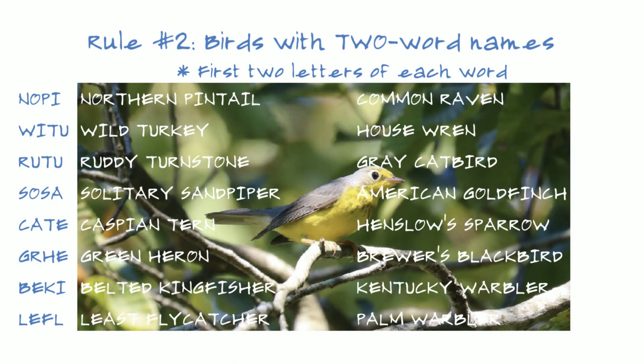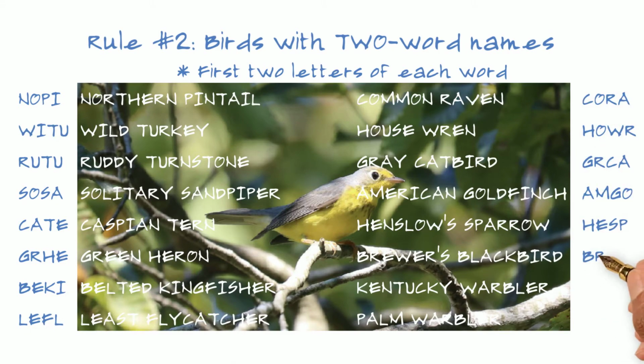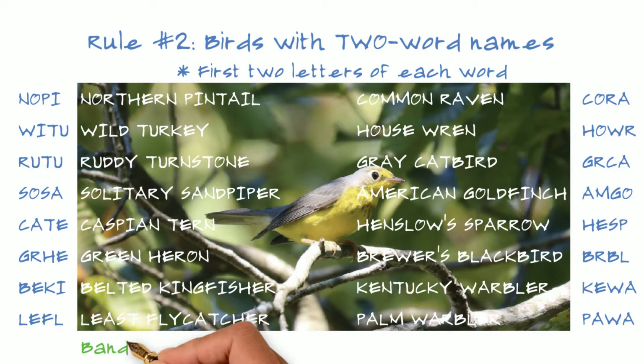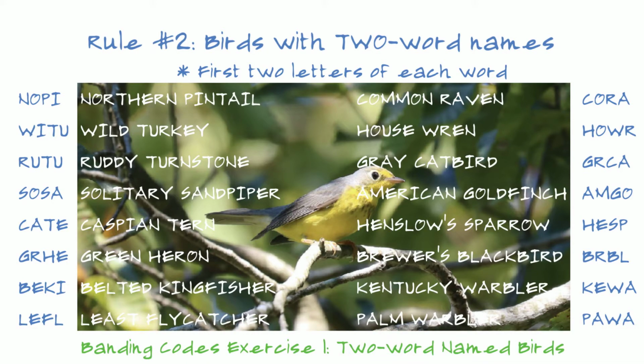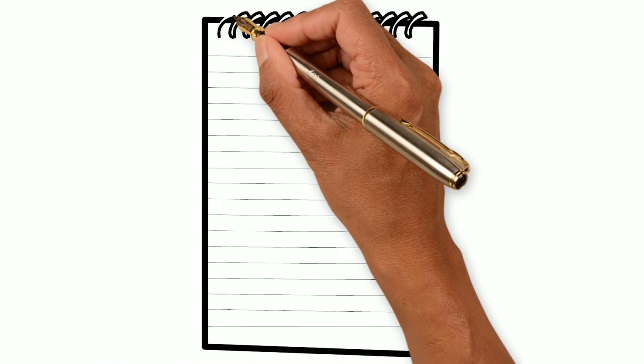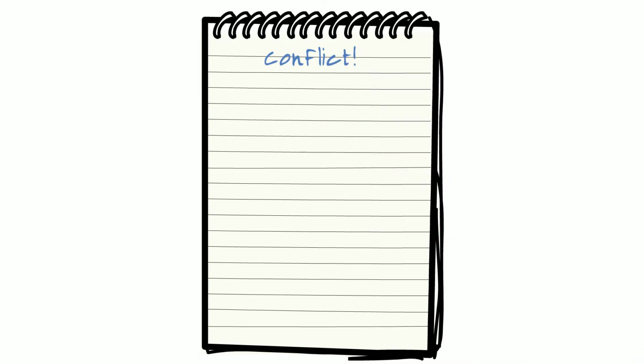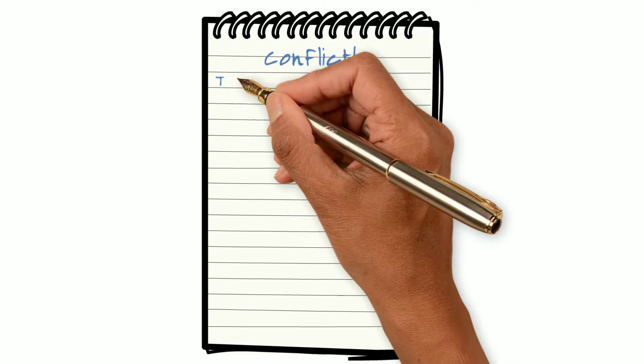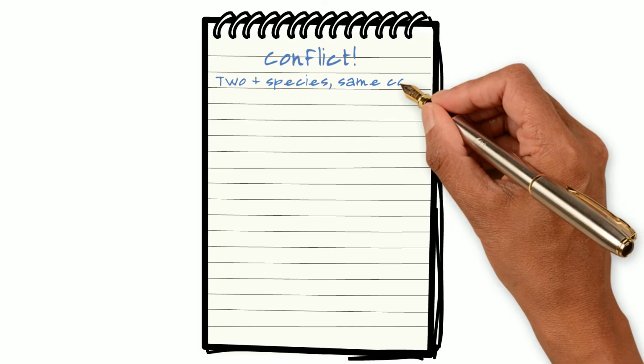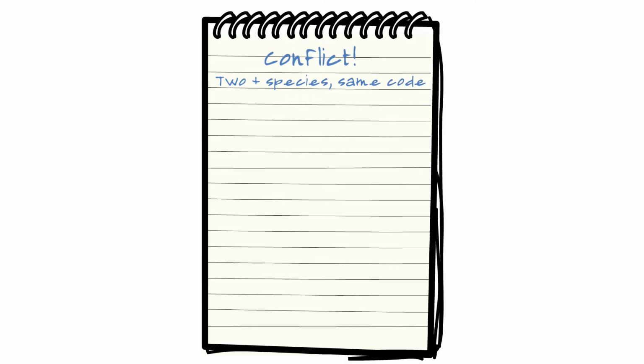If you want to test yourself, I've made an exercise of the two-word named birds so you can practice. Look for the link on the web page near the link for this presentation. Enjoy that. Now I'm going to complicate things a little. What happens when two or more species would have the same four letters as the banding code? How do we resolve the conflict? Let's look at a few examples.